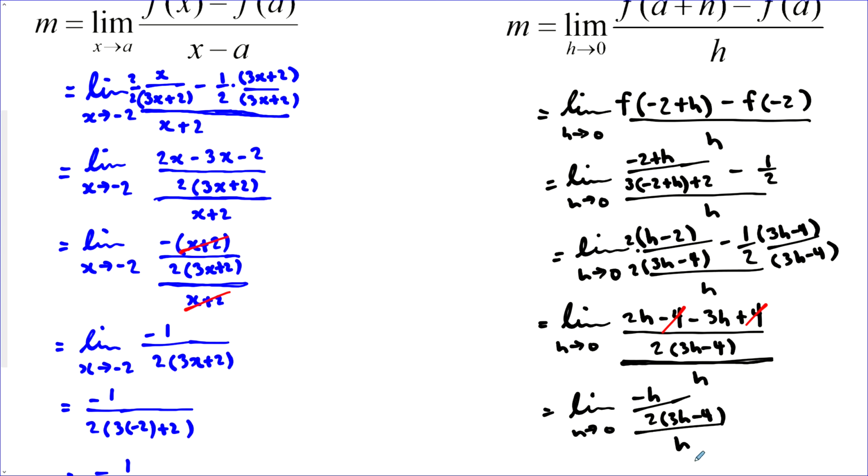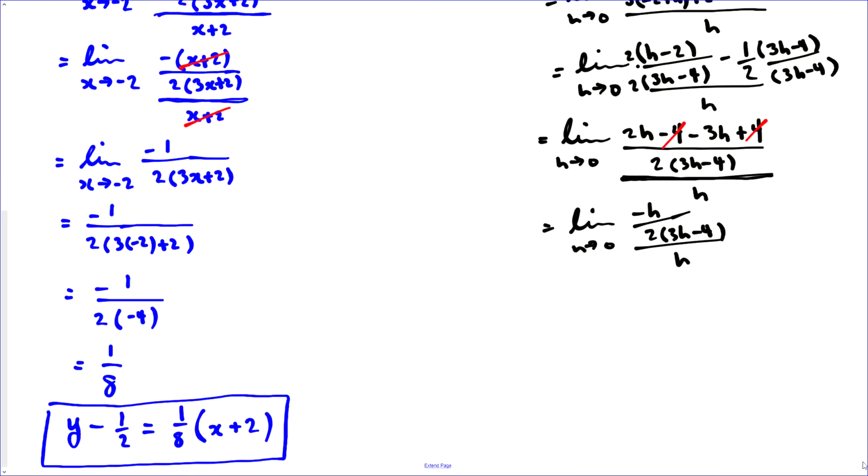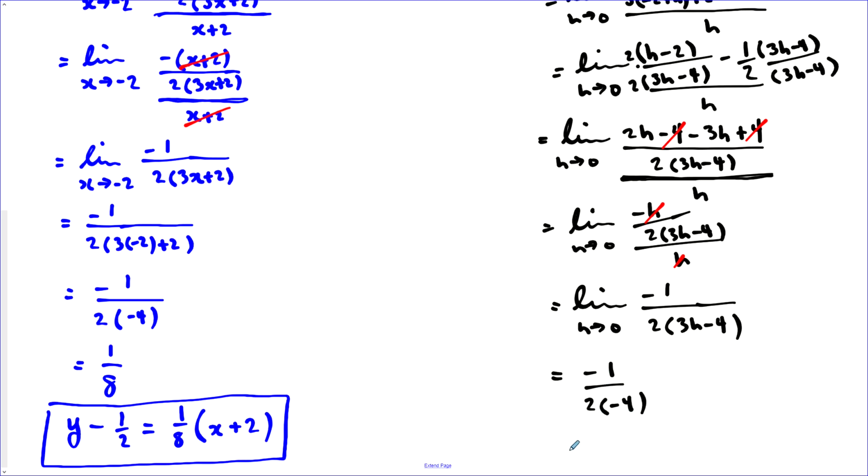Okay, so that one and that one. And then the limit as h approaches 0, we've got negative 1 over 2 times 3h minus 4. And now it's safe to let h go to 0. So we have negative 1 over 2 times negative 4. Negatives cancel, and we end up with the same slope as with the other formula, 1 over 8.